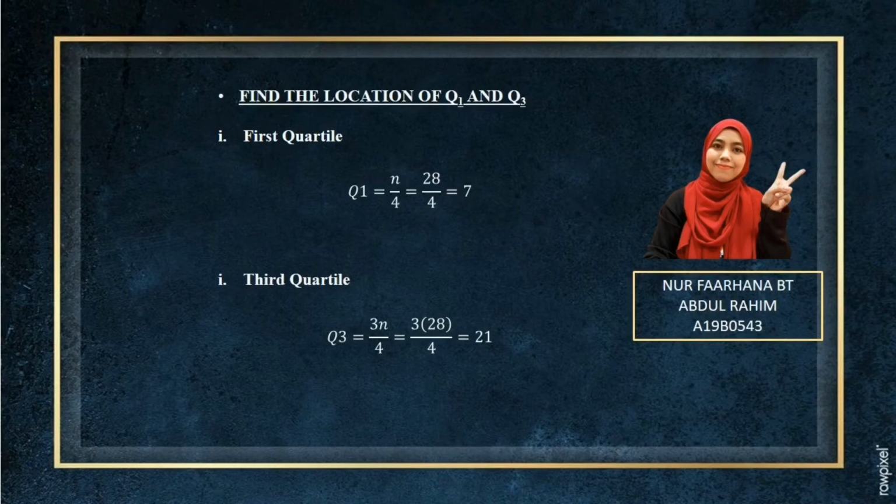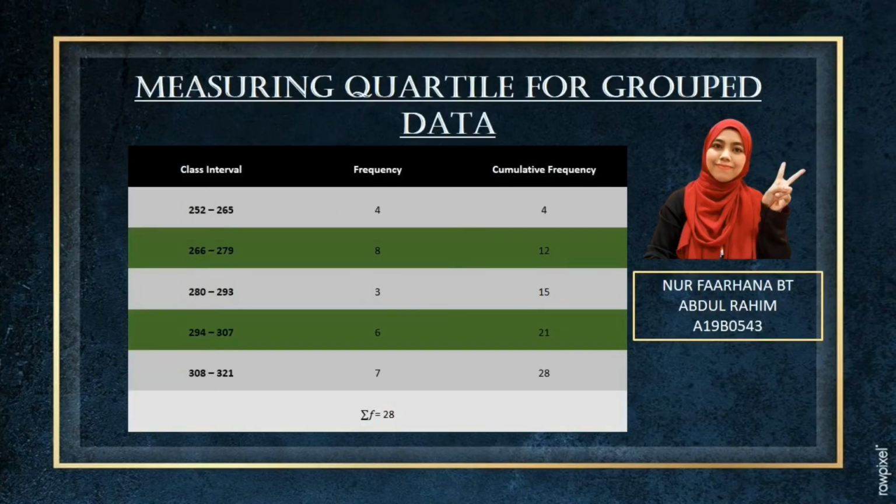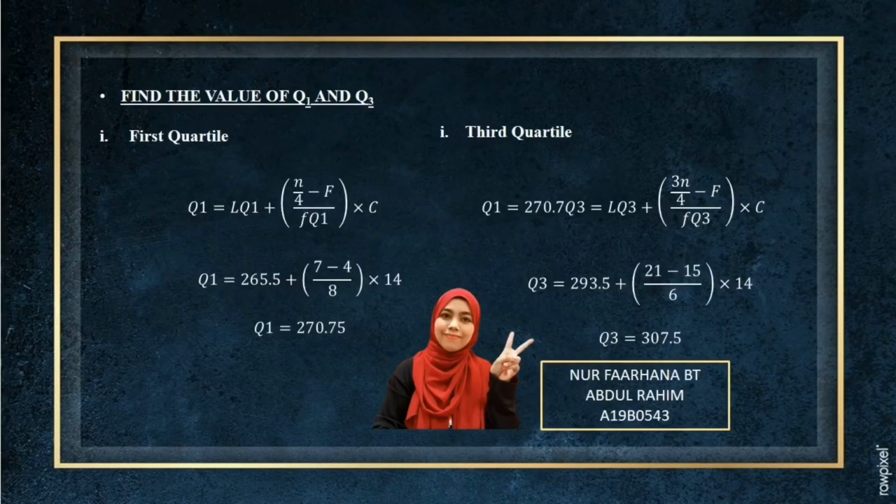As you refer to the table, the first quartile is in the class interval 266 to 279, with cumulative frequency 12. For the third quartile, it is in the class interval 294 to 307, with cumulative frequency 21, as you can see in the table. Then, I want to show you how to find the value of Q1 and Q3.